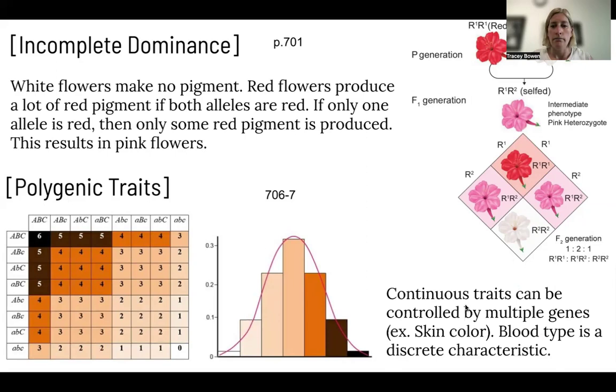And blood type is not a polygenic trait. So it's just one segment on a gene. And these are going to be discrete categories. So like you either have A blood or you have B blood, you have AB blood or you have O. There's no kind of merger of that.